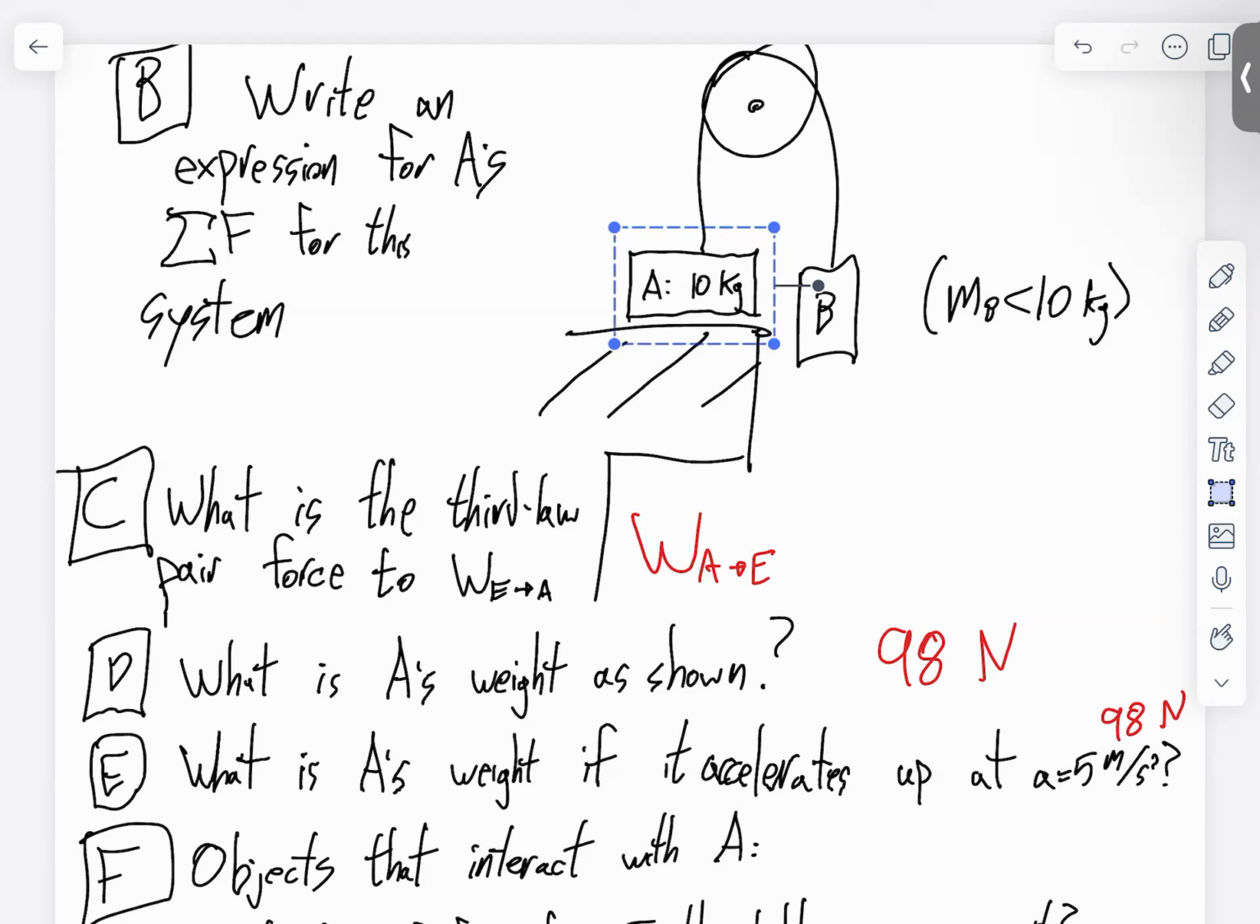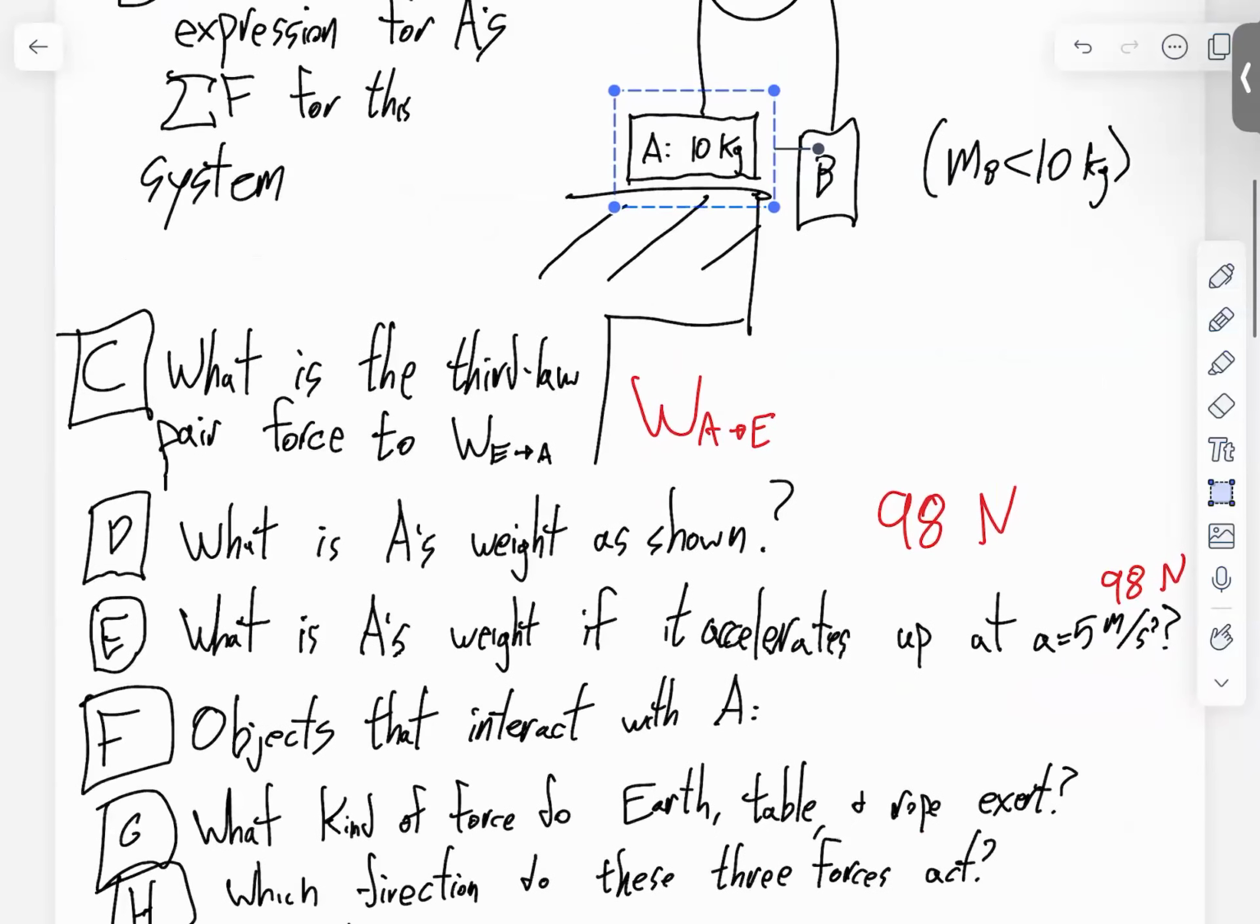Later on, we'll introduce a shorthand for tensions and ropes. We'll let that happen, but not for now, not until I tell you to do so. For now, you know touchy, you know forcey. Yeah? Okay, so the correct answer for F: Earth, table, rope.